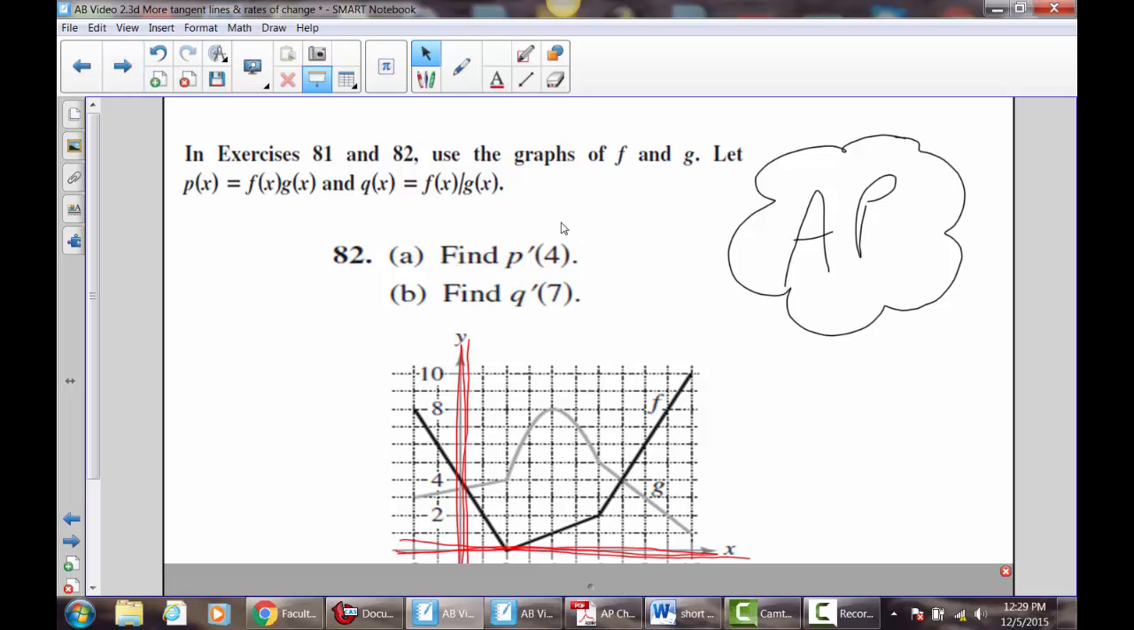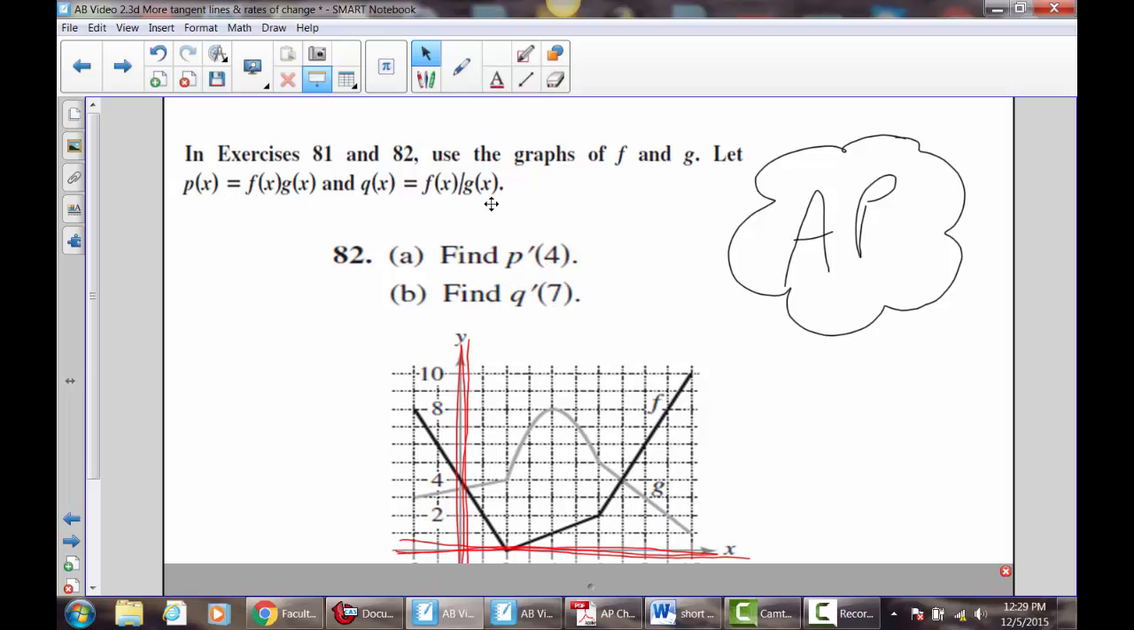Okay, numbers 81 and 82, very popular on the AP is for them to give you graphs. I've tried to emphasize the X and Y axes. They made them gray for some reason. It says let P of X equals F of X times G of X. This is a product rule. Let Q of X equals F of X divided by G of X. That's a quotient rule. They want you to find P prime of 4 and Q prime of 7.